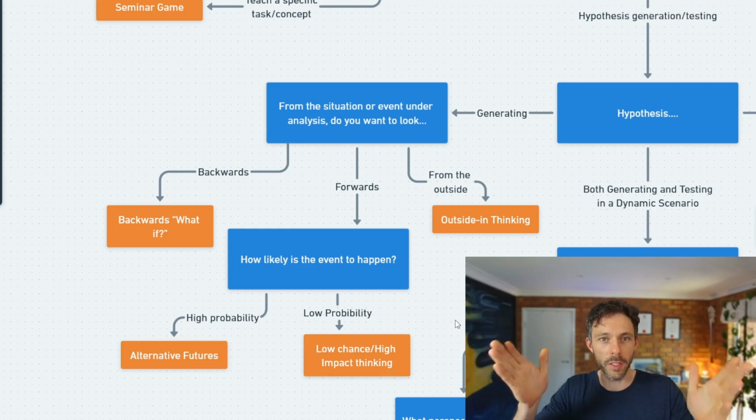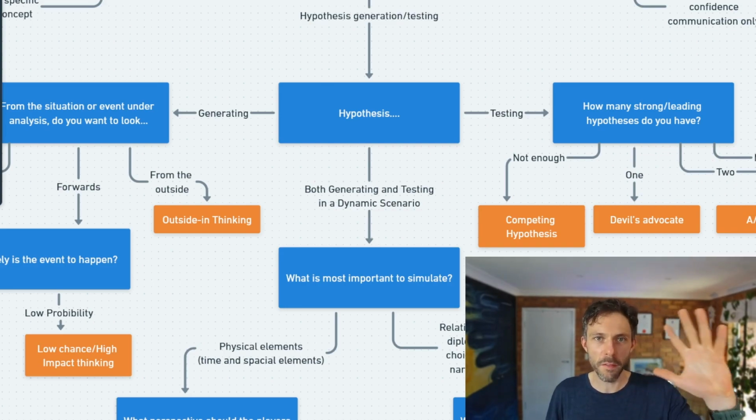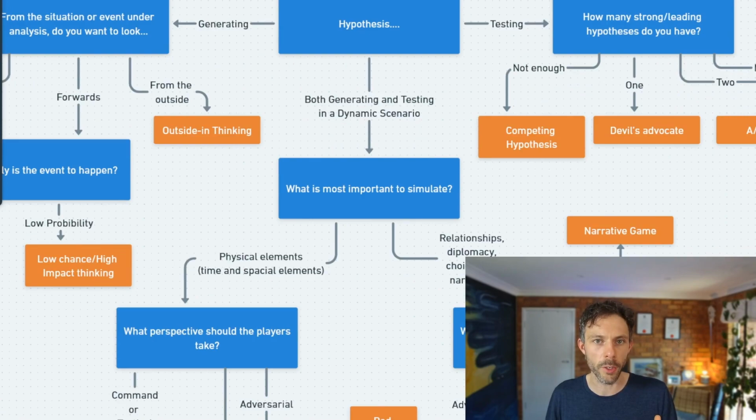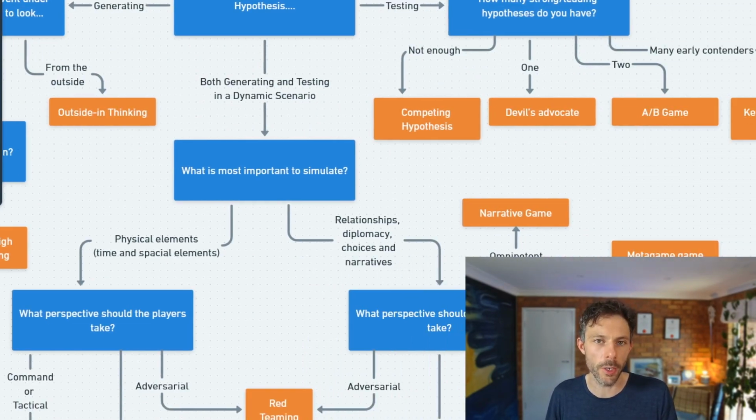futures. If it's a low probability, then the situation or event under analysis is probably going to have a high impact. So we're going to have low chance, high impact thinking games. If the situation or game doesn't fit any of the current questions we've asked, we're going to be moving on down to larger simulations, more complex and dynamic situations.